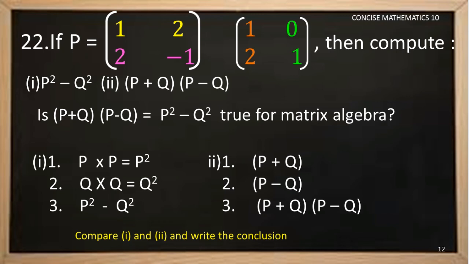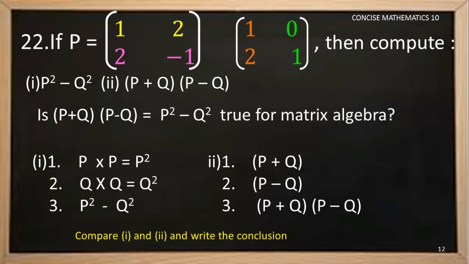Kindly note down, children, definitely this statement is not true. Algebraic identities will not hold good for matrices. So after finding out the solution, you will get a clear-cut idea that P square minus Q square is not equal to (P plus Q) into (P minus Q). Few identities and few more mathematical rules will not apply for matrices.